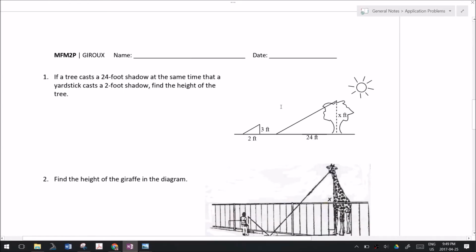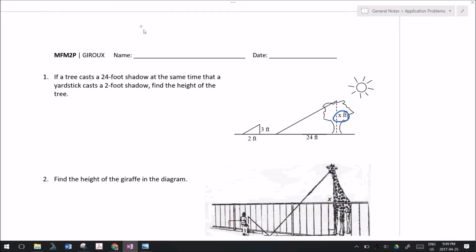So here's another application of the similar concept. So I have a tree, which is right here, that casts a 24-foot shadow. At the same time, a yardstick, so it's American, they call it a yardstick instead of a meter stick, casts a 2-foot shadow. Find the height of the tree, which they've already called x for us.